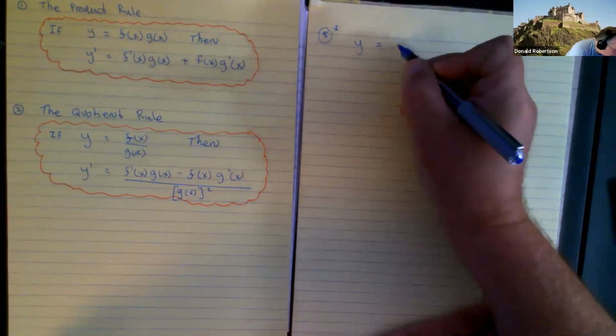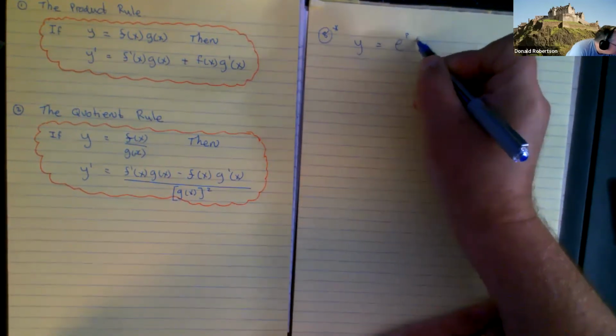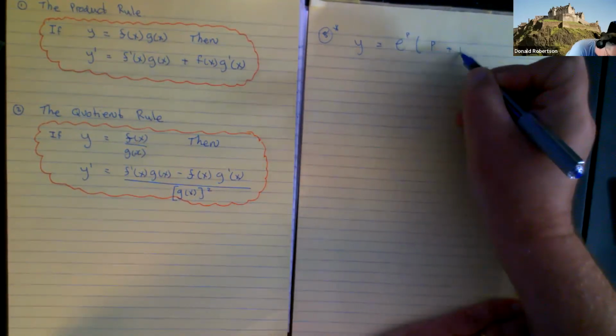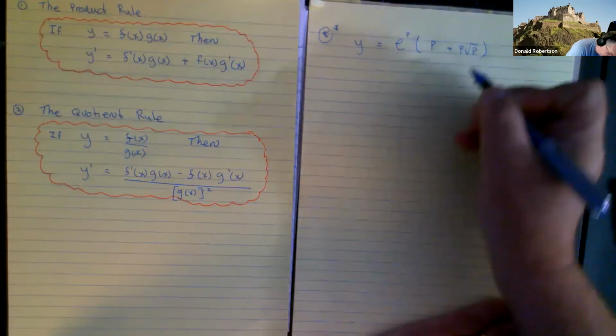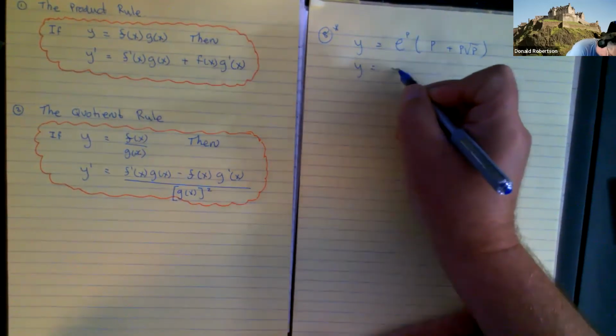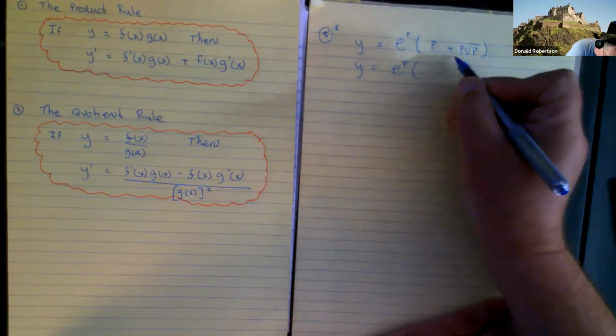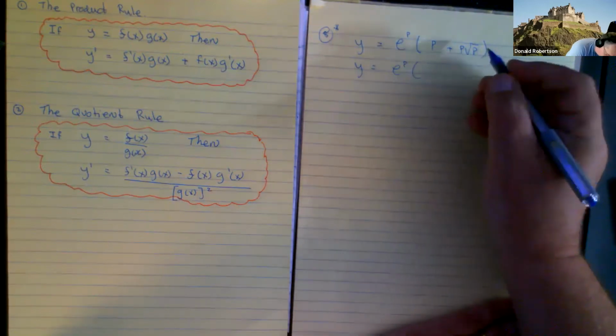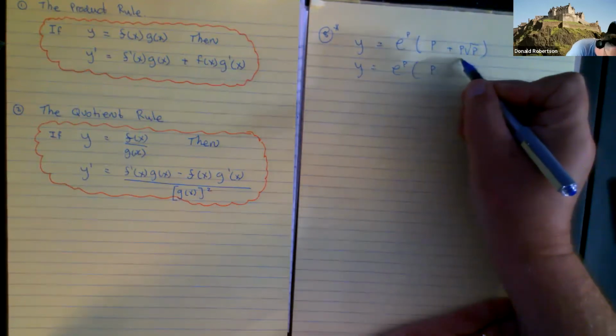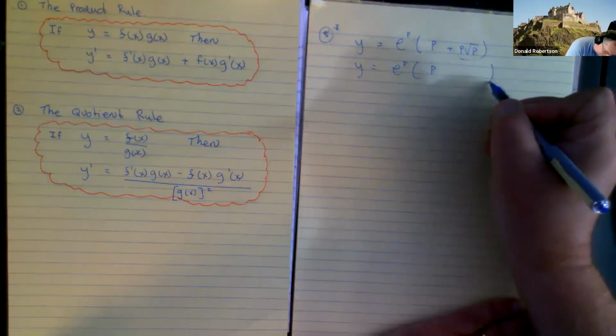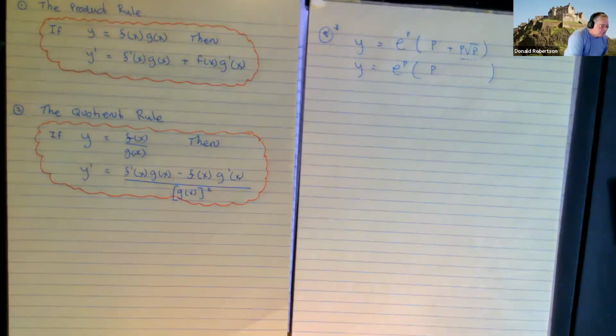Y is going to equal e to the p plus p square root of p. Now, I know I'm going to differentiate this. It's just going to be a normal product rule. But this term here is really not in a form that's going to make differentiation easy or even doable.